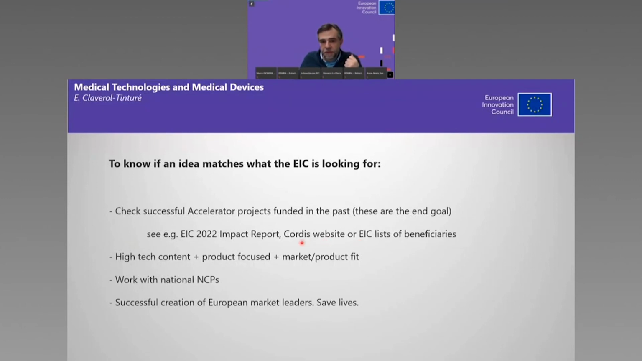You can go to Cordis. There's an impact report for the EIC where you will see some projects described. Maybe the impact report is the most readable first way of learning about projects. But I would suggest you look at the EIC list of beneficiaries in Accelerator to give you an idea also for transition. We understand transition is earlier, so don't worry about that. This is clear in our mind.